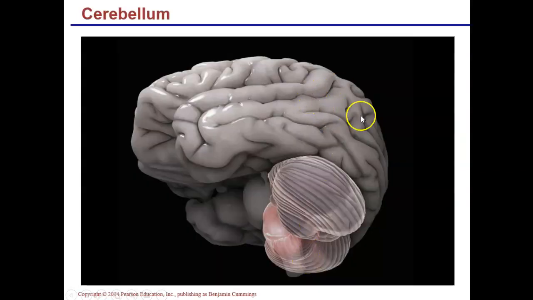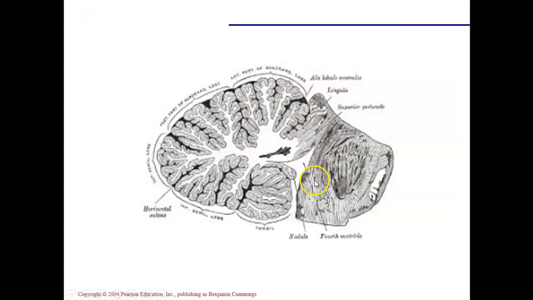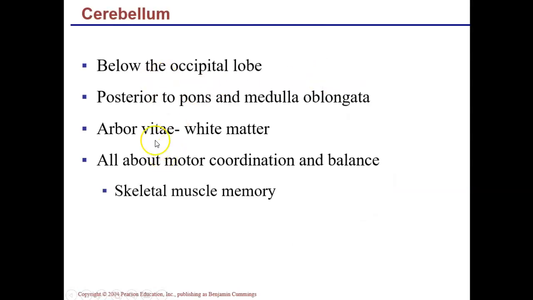Here's the cerebellum, by the way. Remember, this was cerebrum. This is the cerebellum. If we cut the cerebellum, you'll see that it has branchings like this, and those are actually called arbor vitae. Here it is, arbor vitae. It's going to be the white matter inside the cerebellum. So the cerebellum is right below the occipital lobe, posterior to the pons and the medulla oblongata. And it plays a very important role in motor coordination and balance.